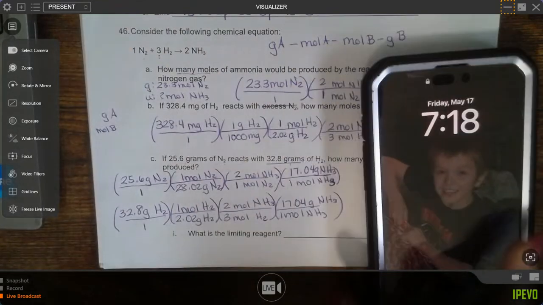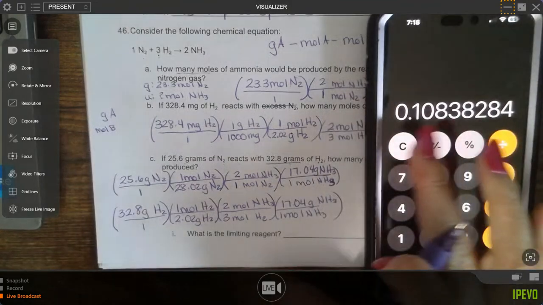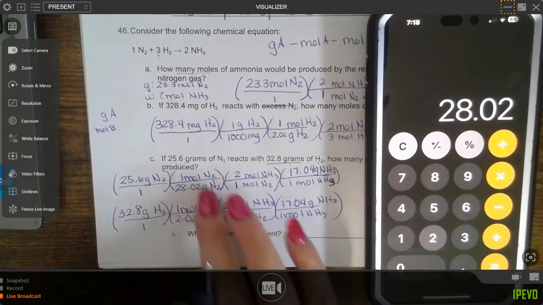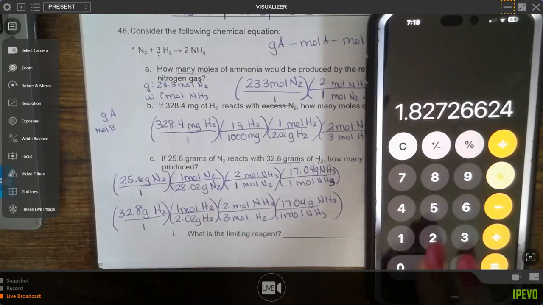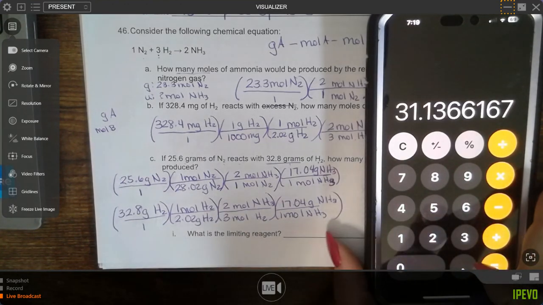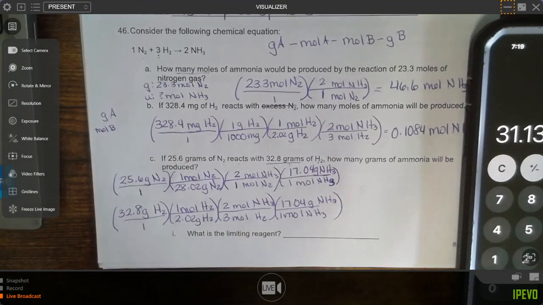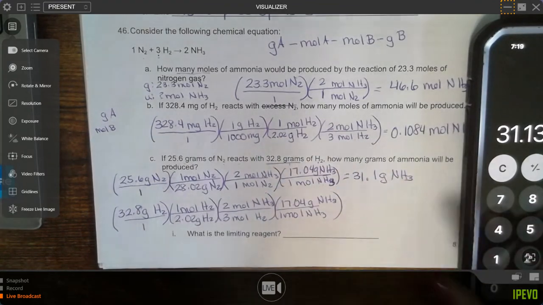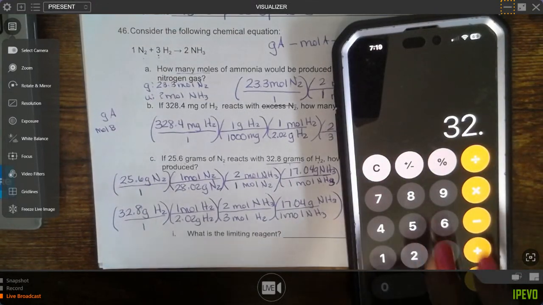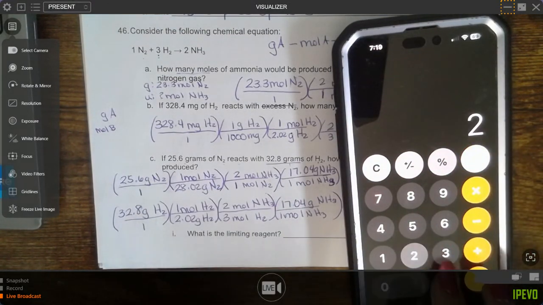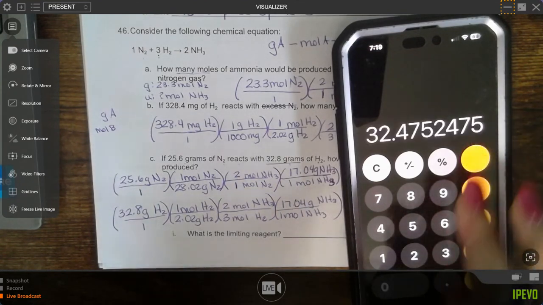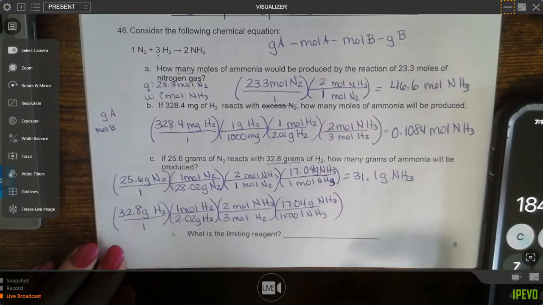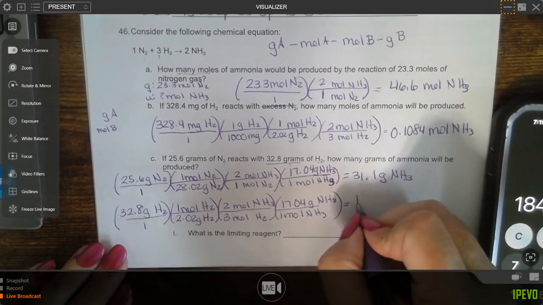All right, let's do some calculating. 25.6 divided by 28.02, times 2, times 17.04 is 31.1. We're going to use 3 sig figs, so 31.1 grams of NH3. The second one is 32.8 divided by 2.02, times 2, divided by 3, times 17.04, which is 184.5. Oh, no, 3 sig figs, so 184.